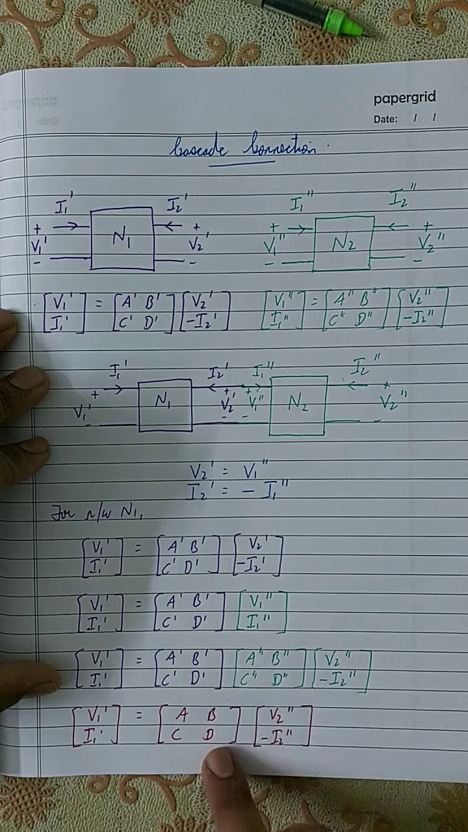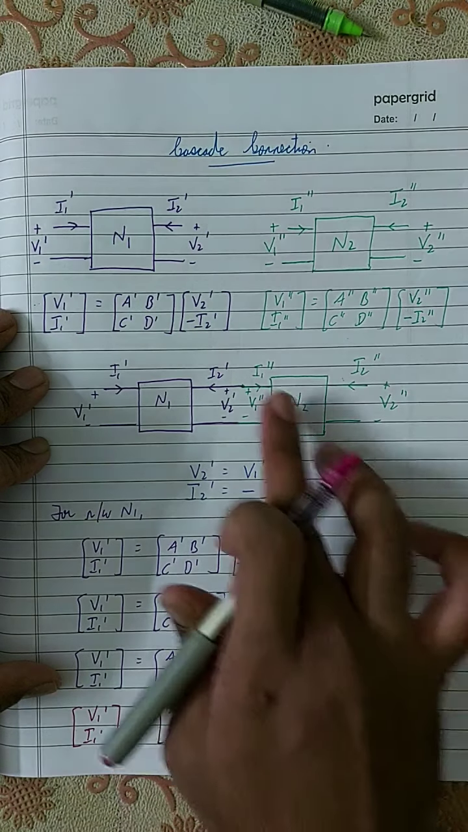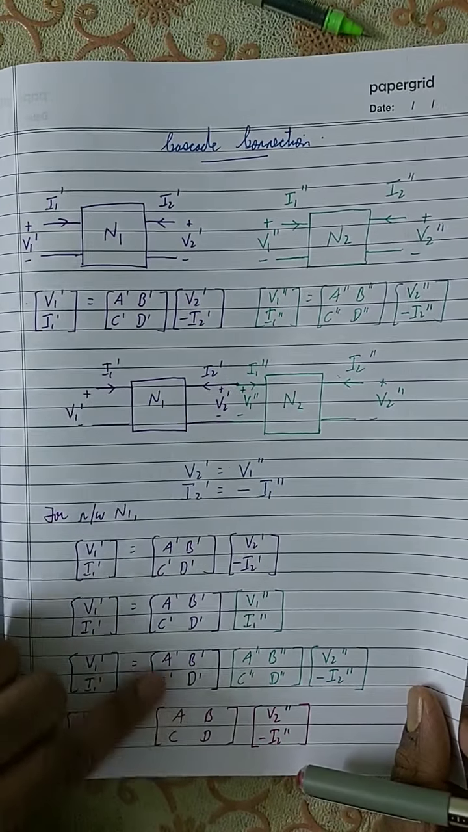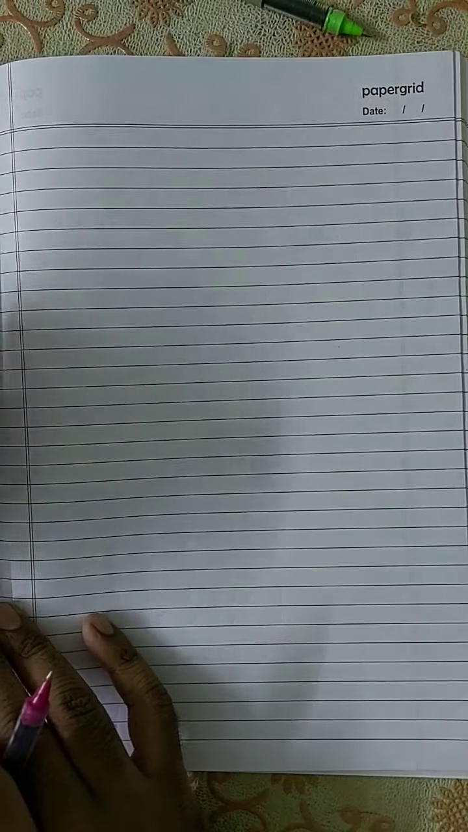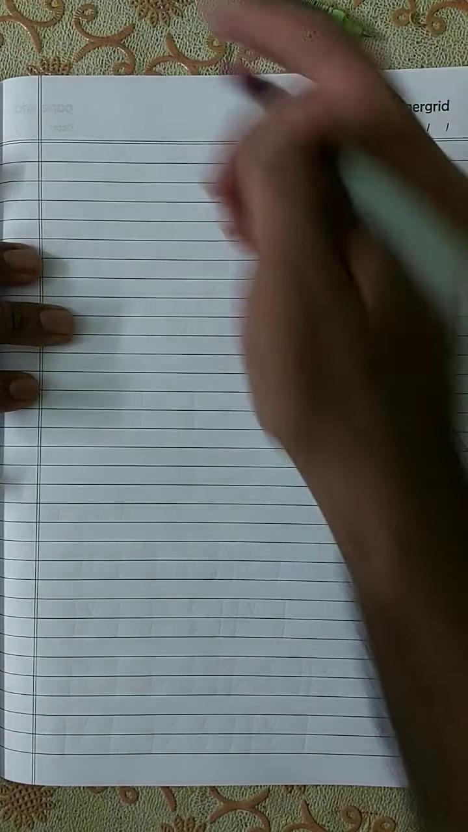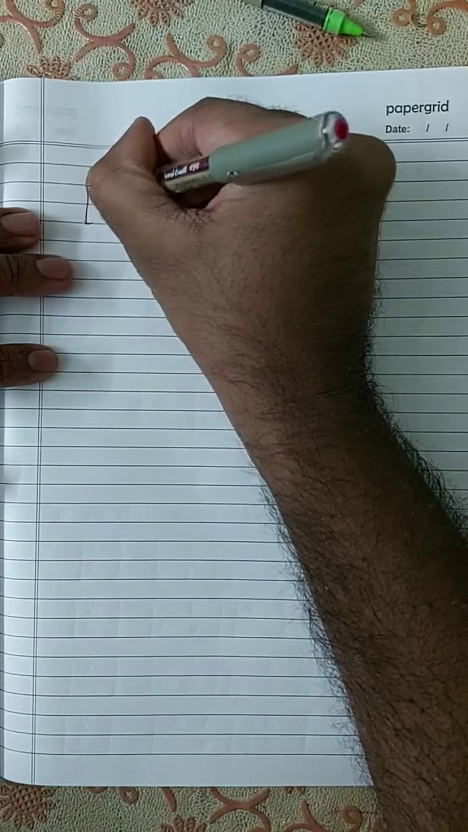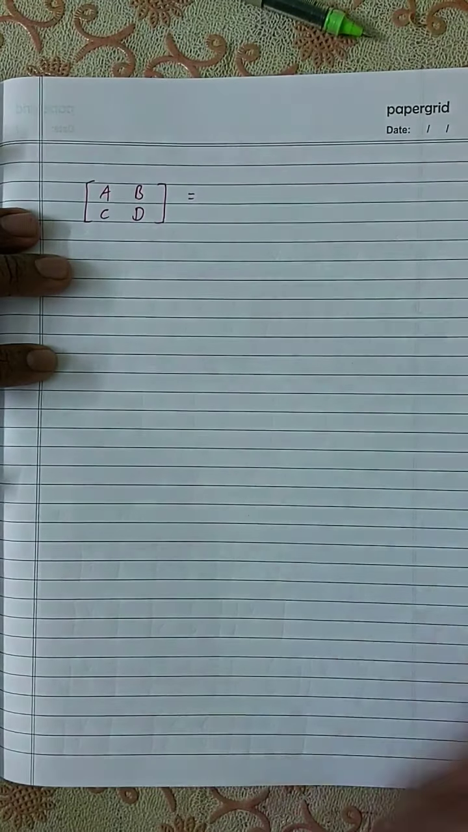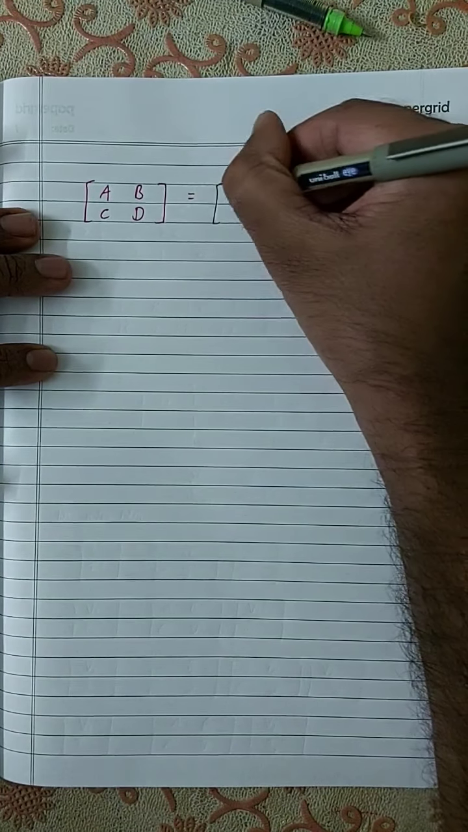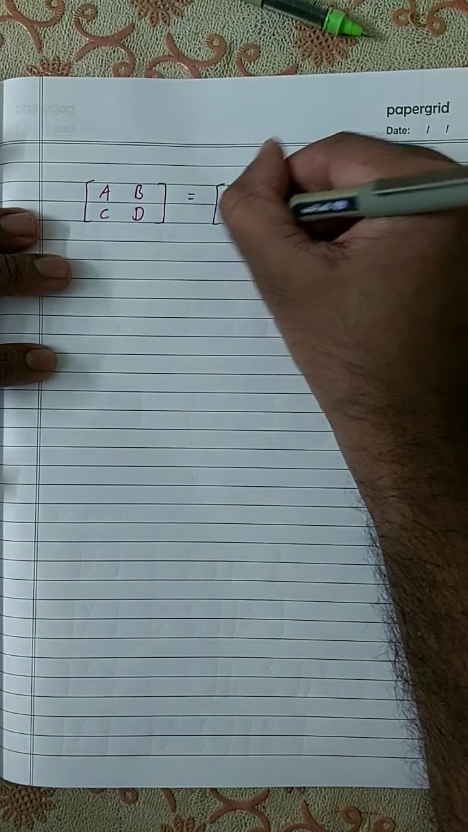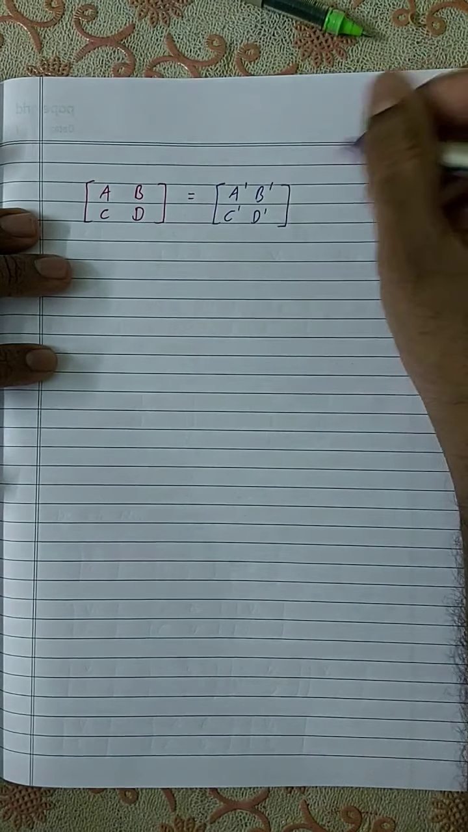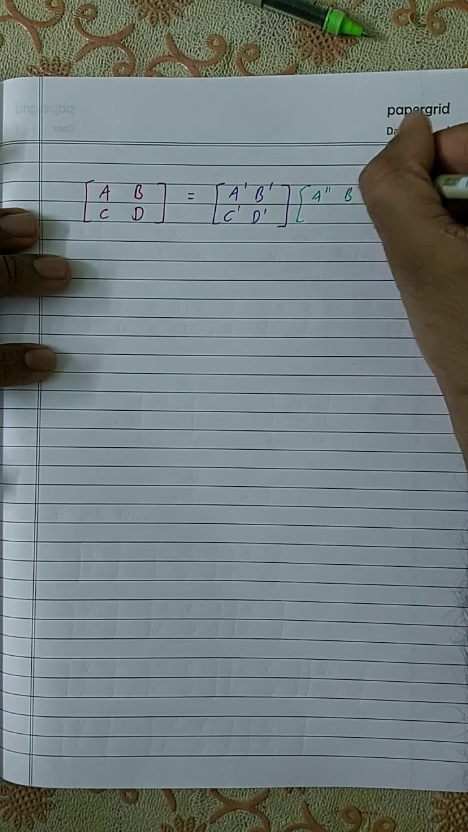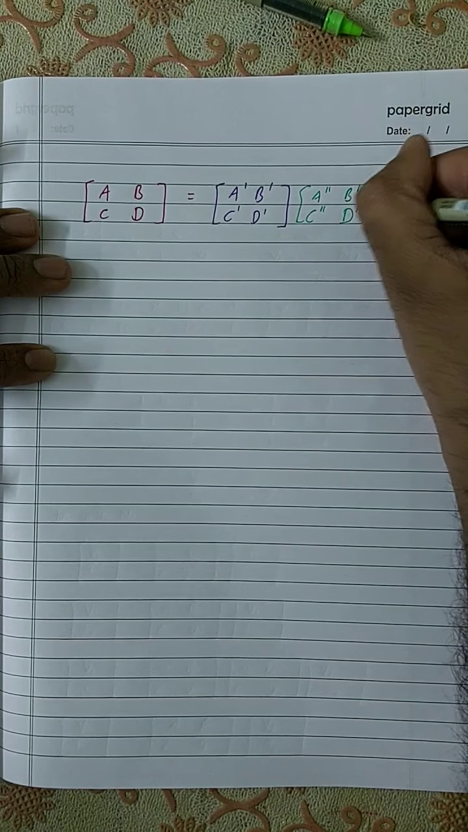So when you see these two networks, by comparing these two equations, the overall ABCD parameters of the cascaded network are given by [A B; C D] equal to [A' B'; C' D'] multiplied by [A'' B''; C'' D''].